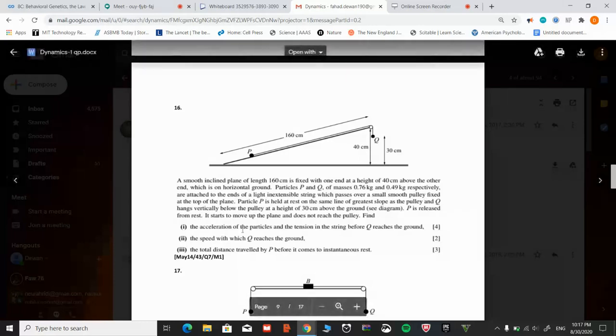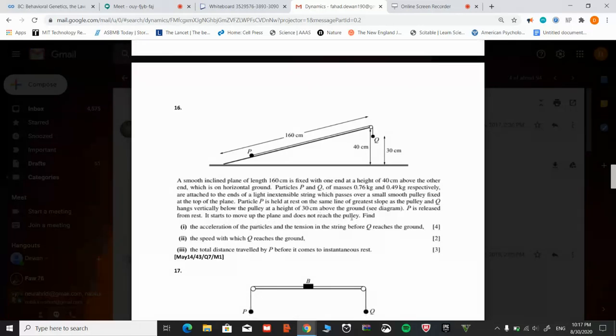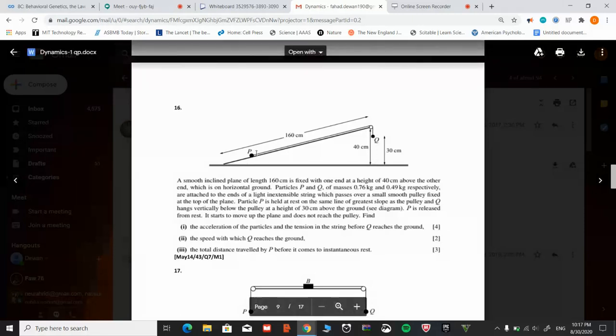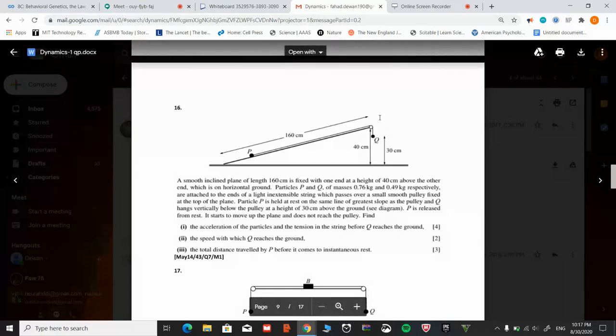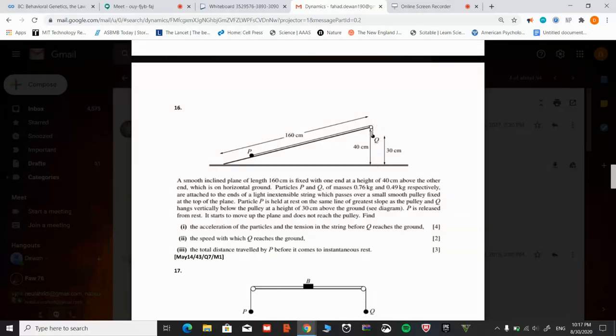Let's see what's interesting. Once you release, it starts to move up the plane and does not reach the pulley. So basically, this particle is going to fall down 30 centimeters, and this particle is going to go up in this direction 30 centimeters. There is going to be a 130 centimeter gap between this particle and the pulley the moment particle Q hits the ground, because it goes up 30 centimeters.